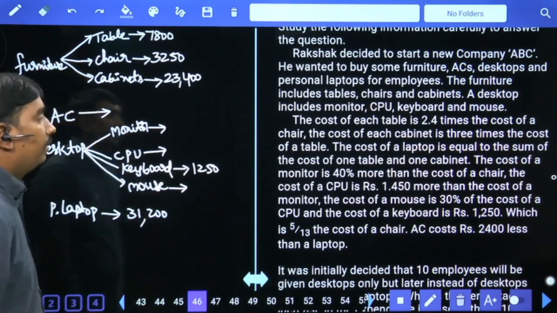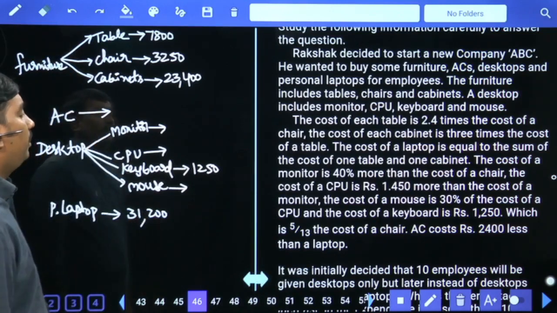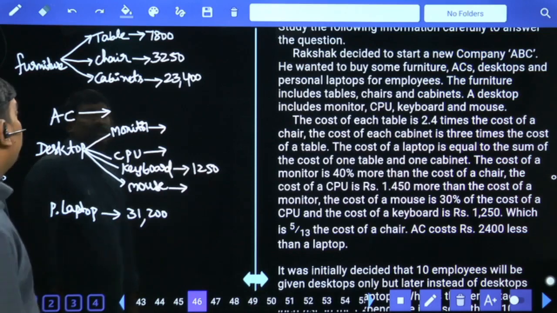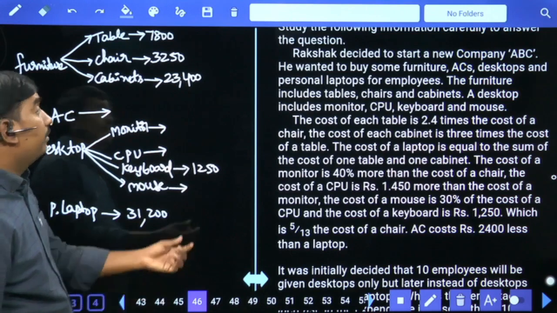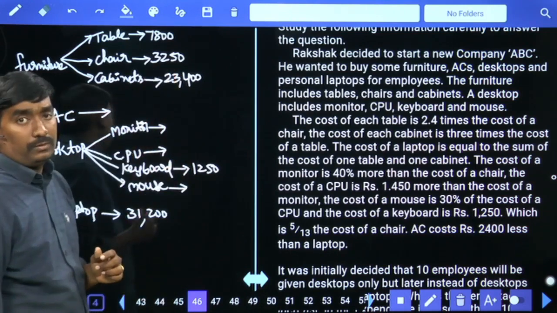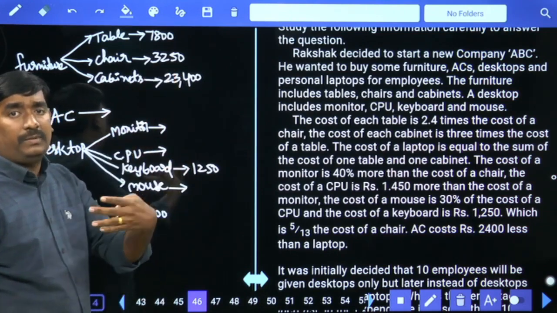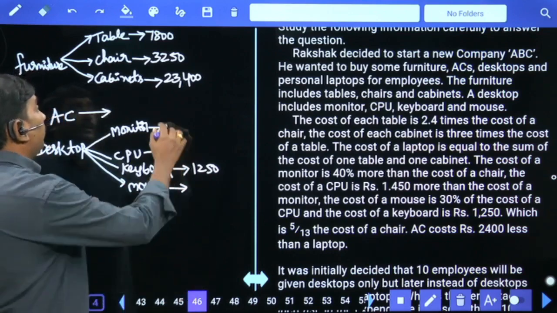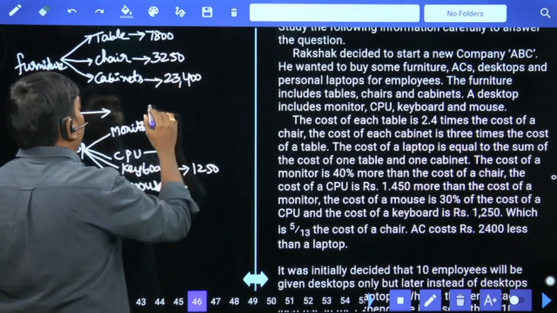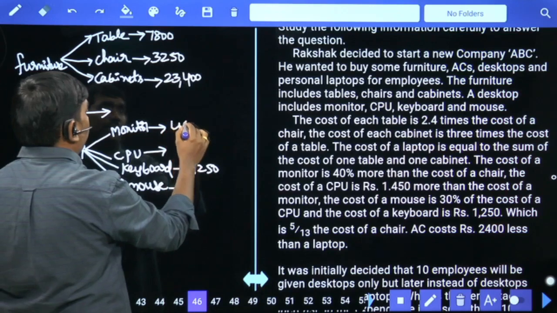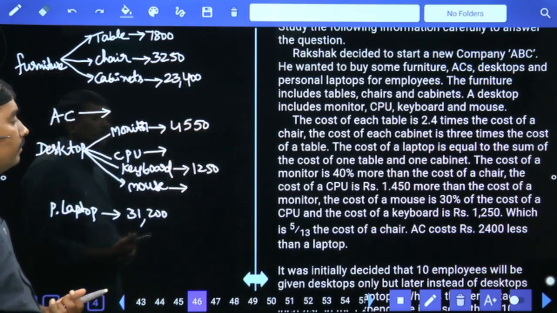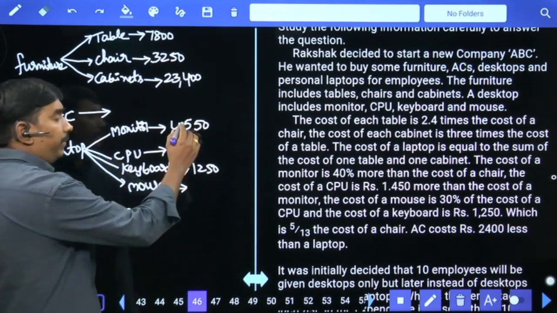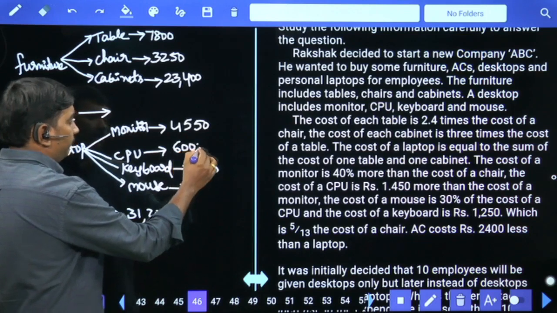Next, cost of a monitor is 40% more than cost of a chair. 10% is 325. 40% means 4 times, 1300. So 1300 extra means 4550. Monitor is 4550. CPU is 1450 more than cost of a monitor. 1450 extra means 6000.